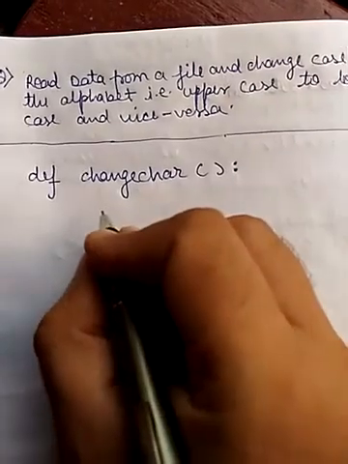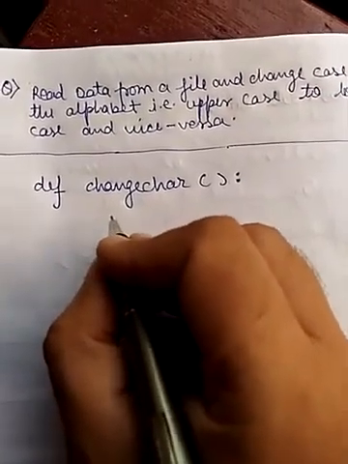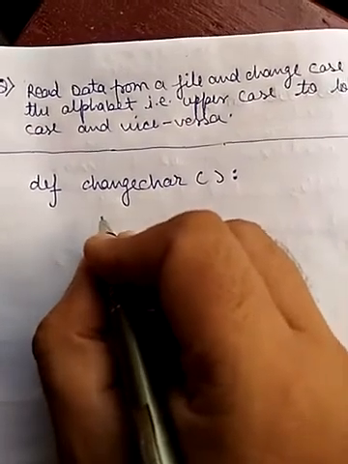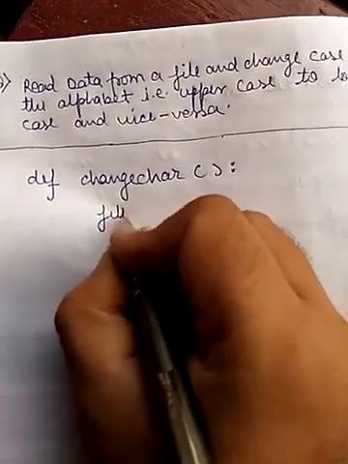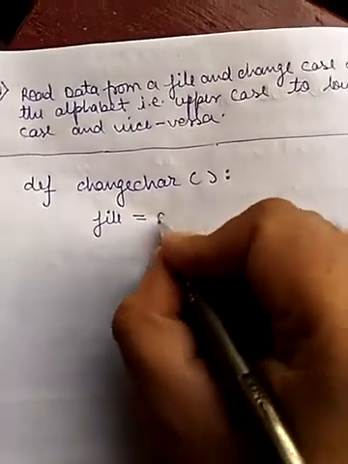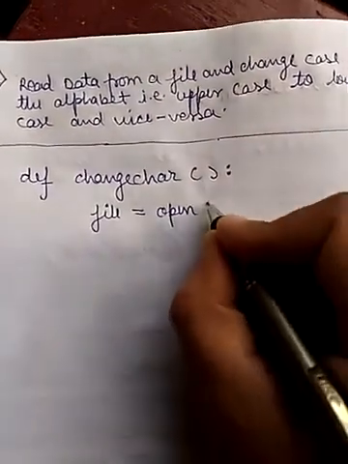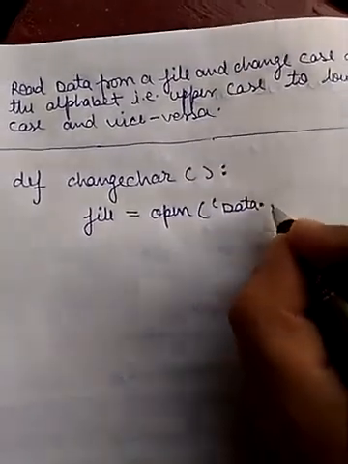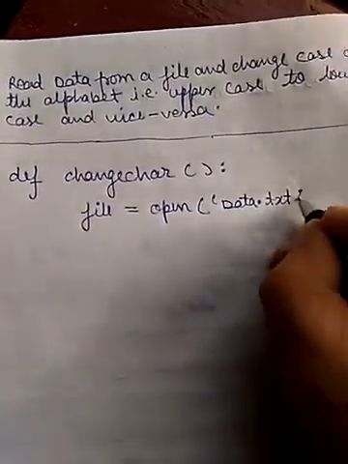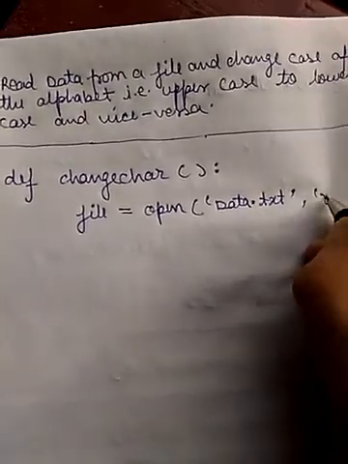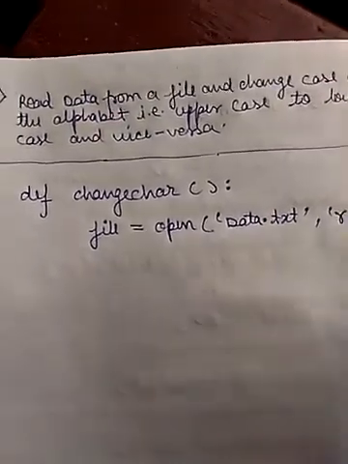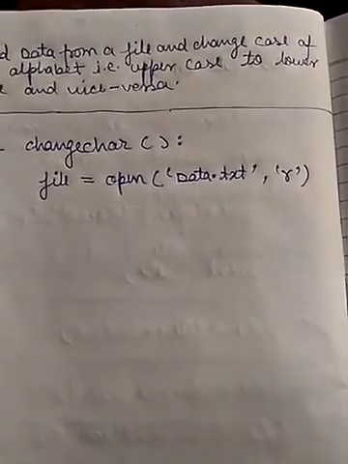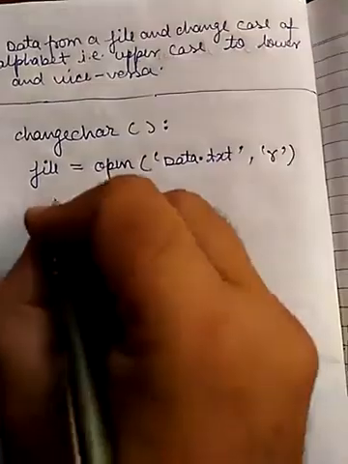You have to write the name of the function according to the name which is given in the question paper. So first step, to open the file, as I have told you earlier, पहला स्टेप है फाइल को ओपन करना है. Name of the file we have to put data.txt and for reading purpose. फाइल को ओपन करना है. Second step, डेटा को फाइल से रीड करना है.